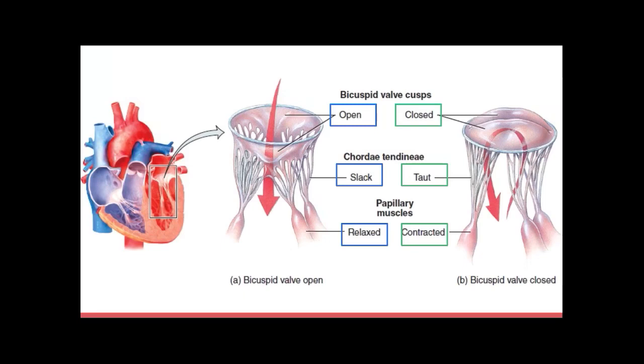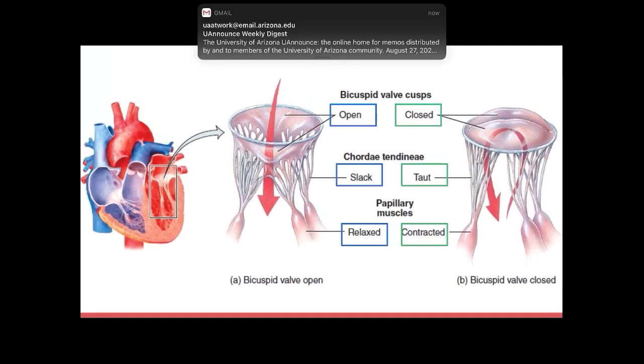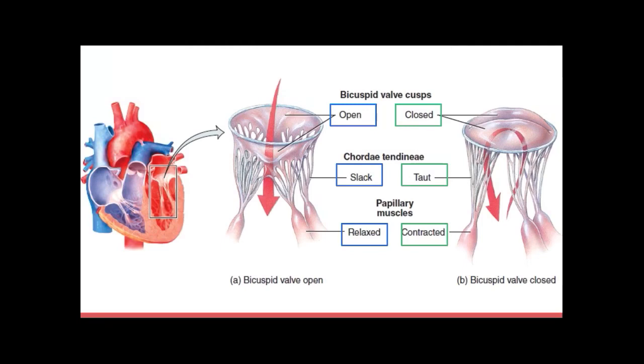At the same time that's happening, papillary muscles also contract, which pull and tighten the chordae tendineae. This prevents the valve cusp from opening back into the atria in response to that high ventricular pressure. If AV valves or the chordae tendineae are damaged in any way, there could be regurgitation of blood, or the backflow of blood into the atria when the ventricles contract.